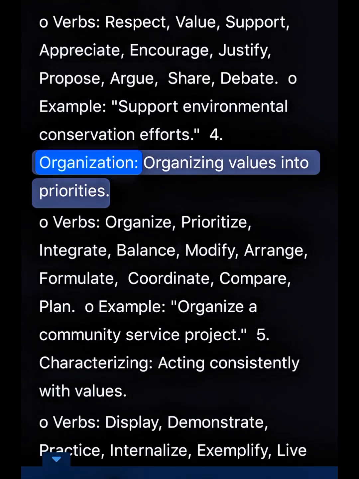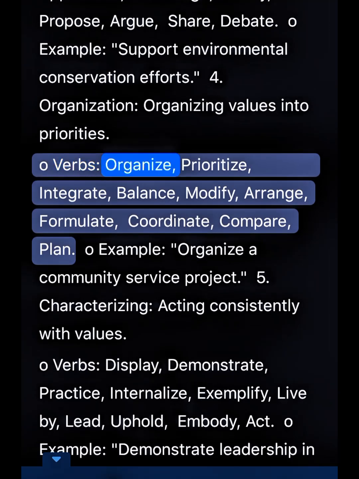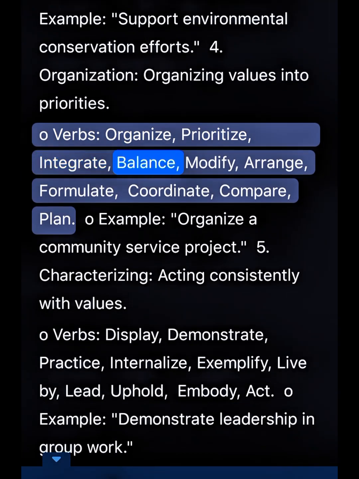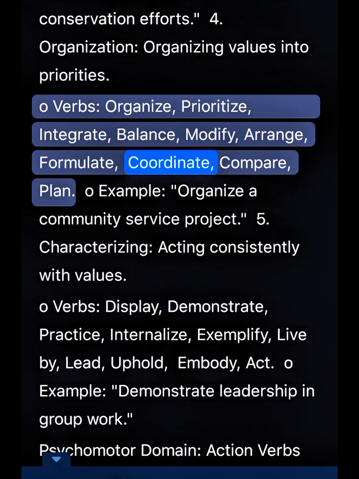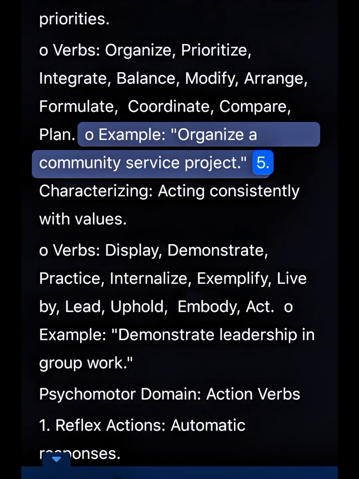4. Organization, organizing values into priorities. Verbs: organize, prioritize, integrate, balance, modify, arrange, formulate, coordinate, compare, plan. Example: organize a community service project.